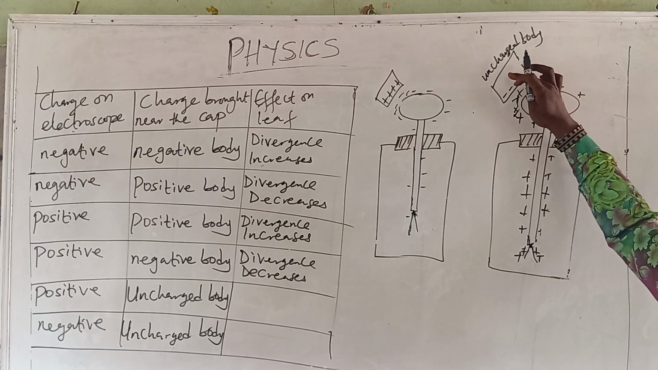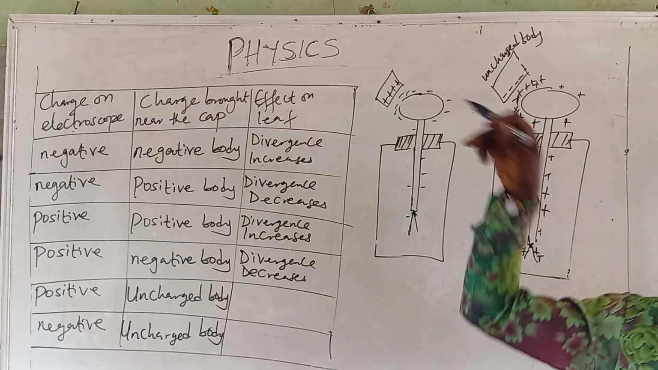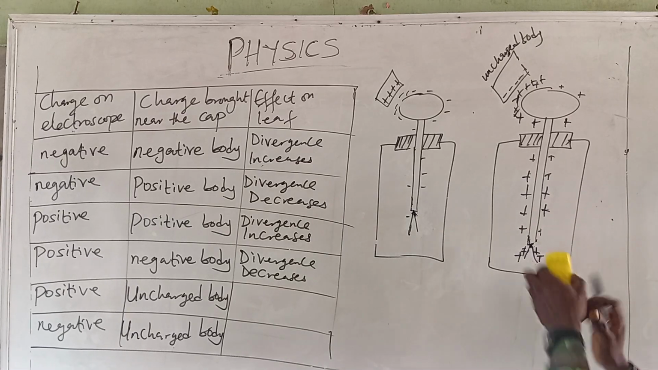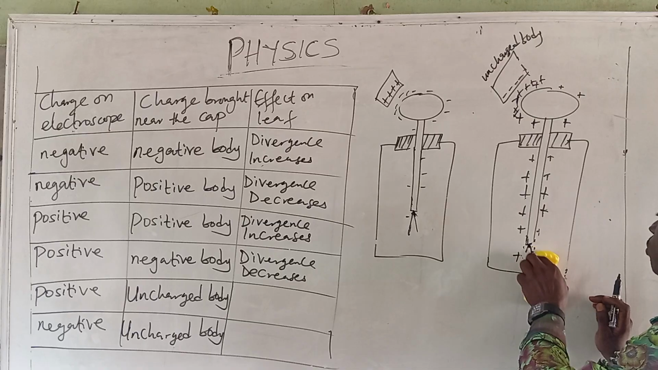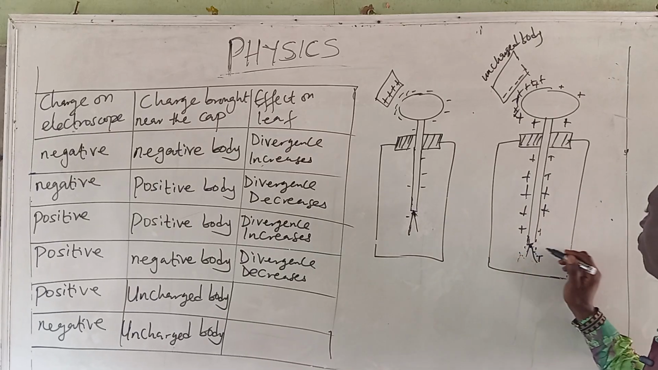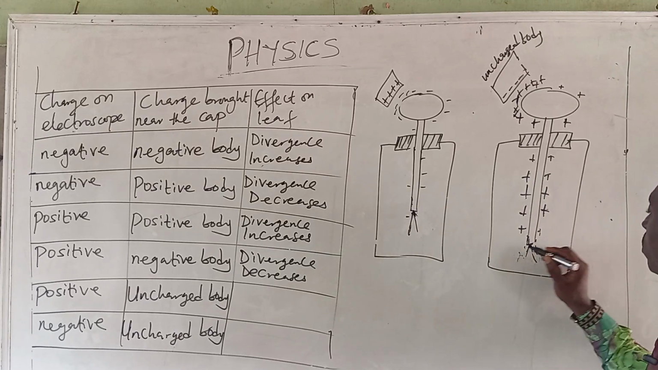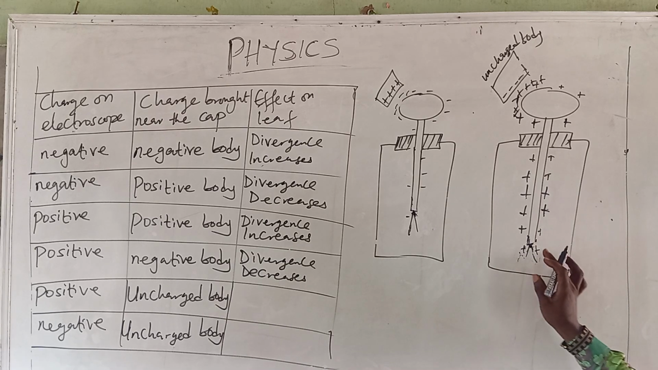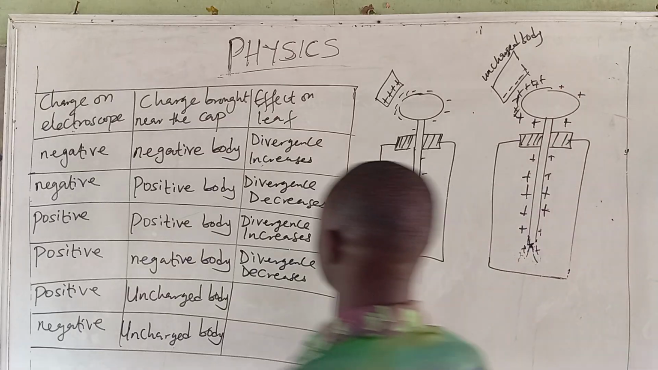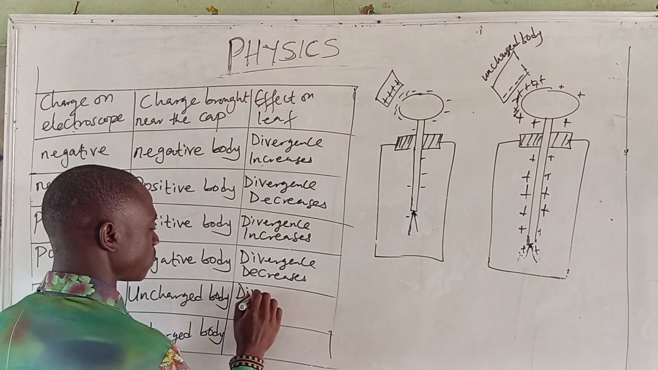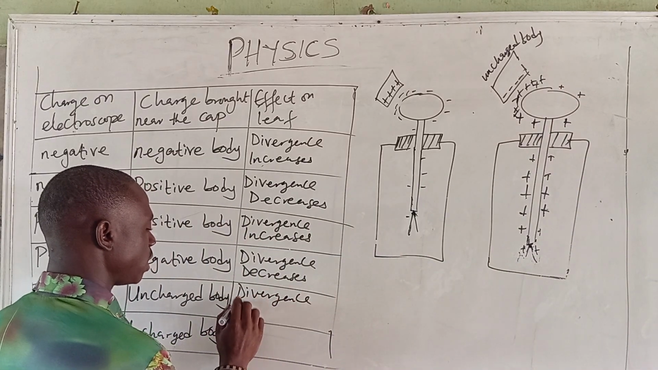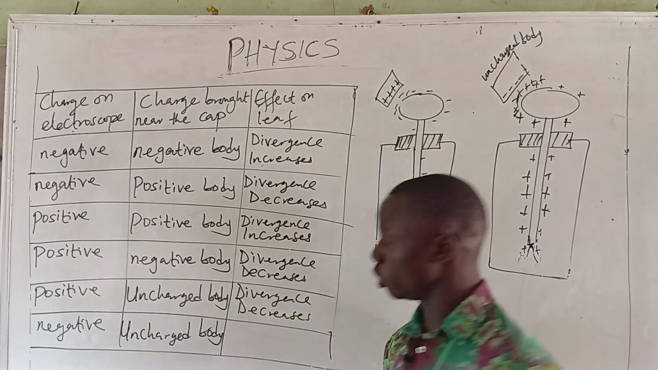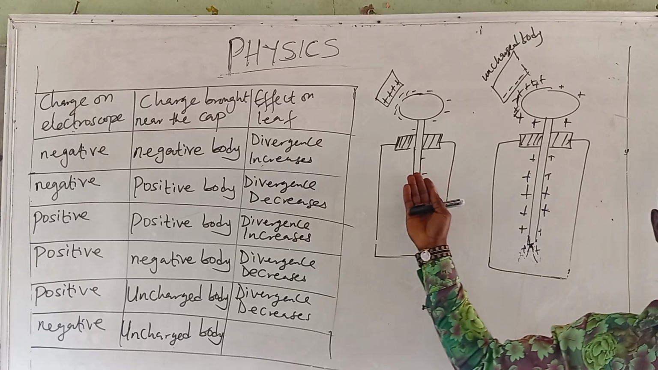So the moment this uncharged body is being induced with a negative charge, what happens? It will now attract the positive charges here. And when these positive charges are attracted, they will move upward. Then we have repulsion. We have less repulsion now, since the number of charges here have already moved up. So what happened again? Divergence decreases. Okay, the last one, you have a negative charge on the gold leaf electroscope.